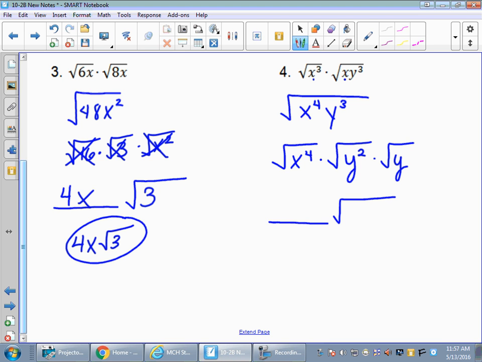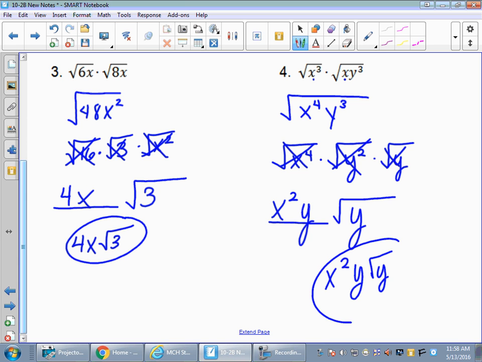The square root of x to the 4th, you're asking what do you multiply by itself to give you x to the 4th? It's x squared. What do you multiply by itself to give you y squared? Y. And a square root of y stays inside. So I get x squared y, square root of y. I know it's complicated, but that truly is the simplified form of that radical.